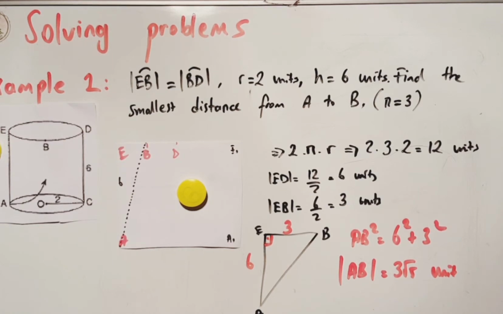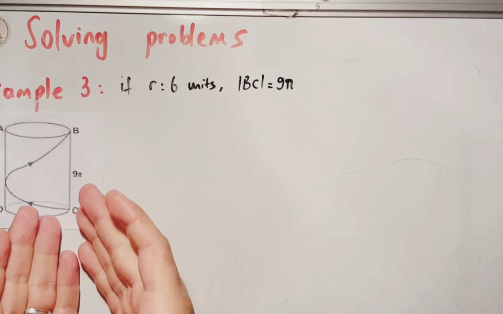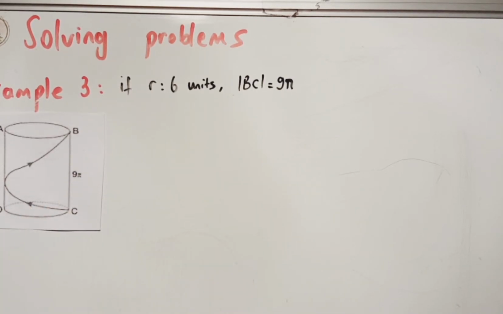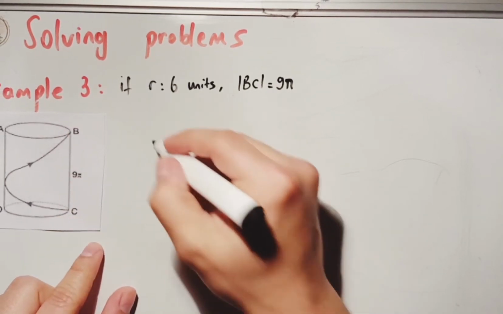Okay. In the last example, we have a cylinder with radius 6 units and the height is 9 pi. And inside of the cylinder, we have one rope from point C to B. All we need to do is find the length of the rope. Okay. So how can we solve the problem? First we have to open the cylinder, of course. Then we open the cylinder from BC. Let me mark side BC.